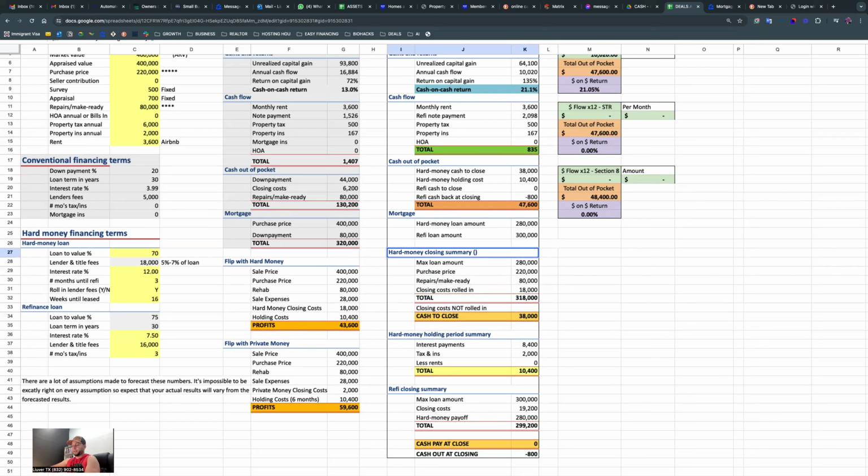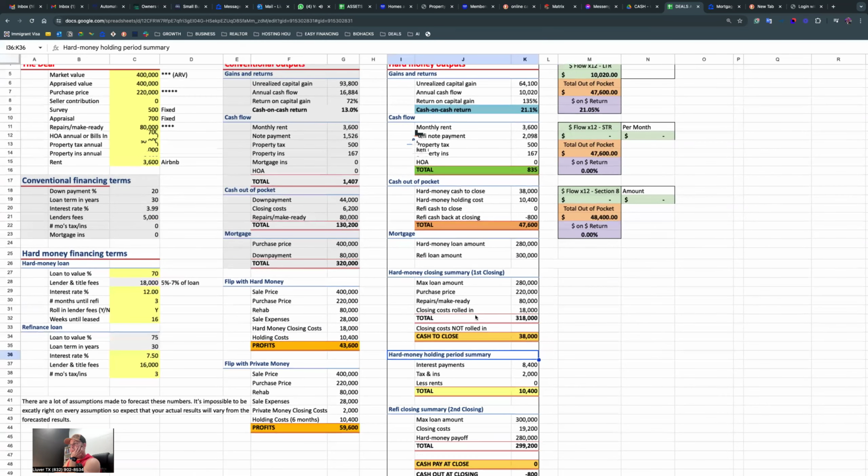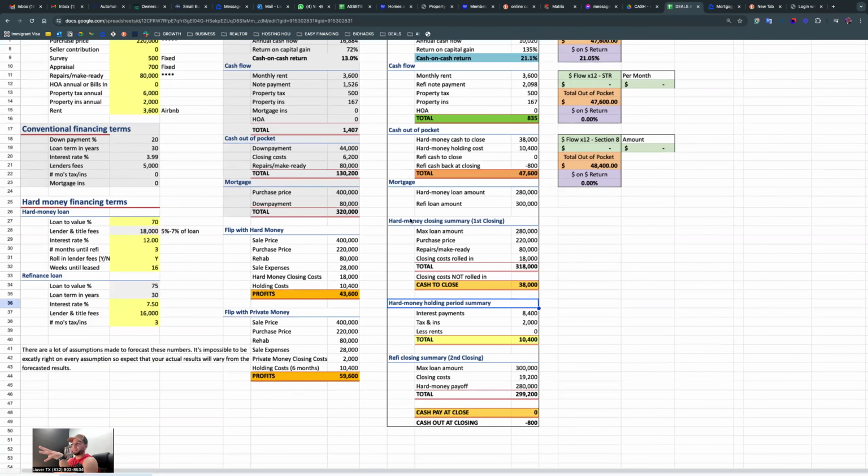Let's add here first closing. And then we have the holding costs right here. And then we have the refi closing summary. This is the second closing. Okay, let's keep focus on this one. And this is the cash out of pocket, the total. We'll sum the numbers from the Harmony lenders and the numbers from the holding costs.